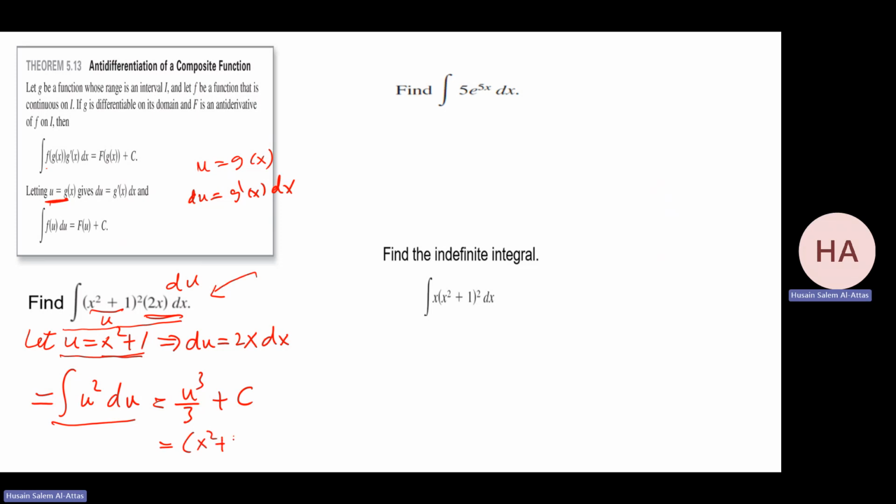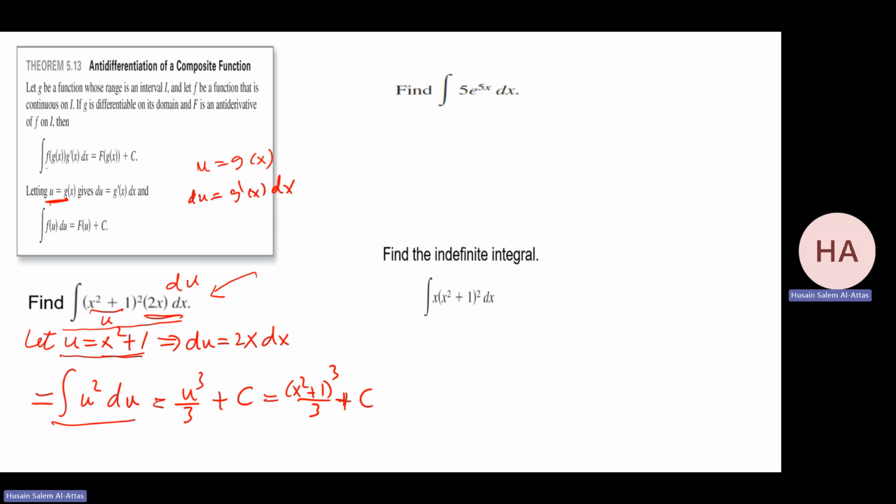Yeah, so I think this will be easier. The pattern, you can also do, but you need to practice it a lot. But I think the let u makes it easier, and you will see it clearly for all of these problems.